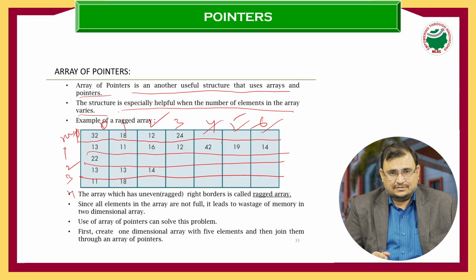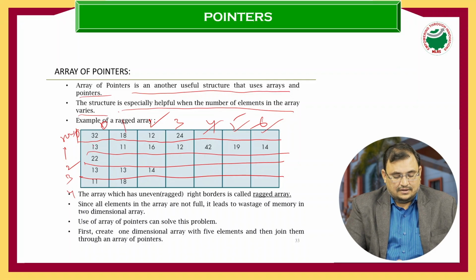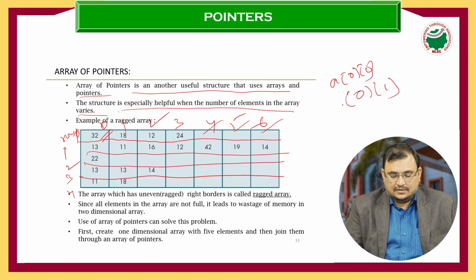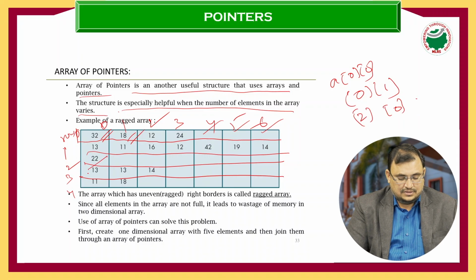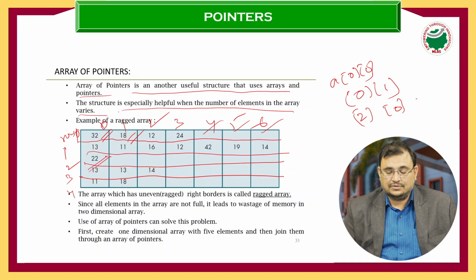Array subscript starts with 0. It's a 2-dimensional integer array, so we have rows and columns. Here we are having 5 rows and 7 columns, and you are storing some data. So a of 0 0 is nothing but this location, 0 1 is this location, and 2 of 0 means this one. This is pointing to 2 of 0. Like that you are assigning some values in the table.